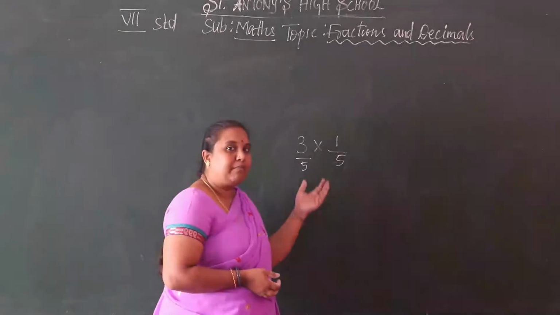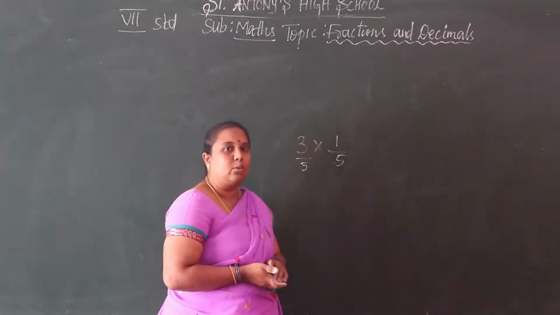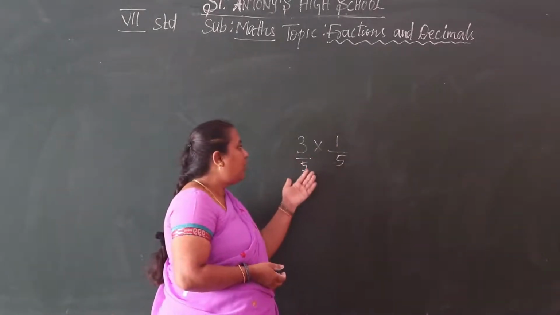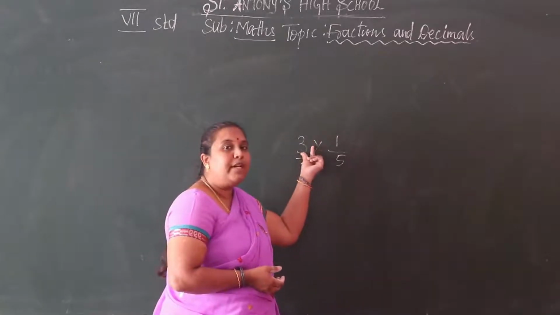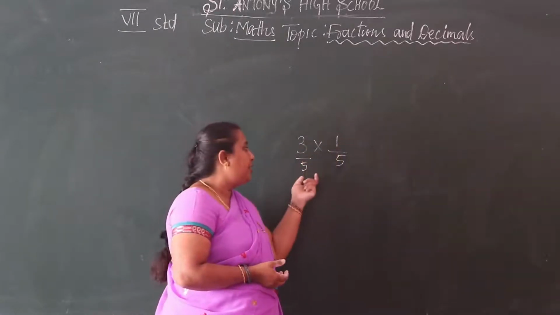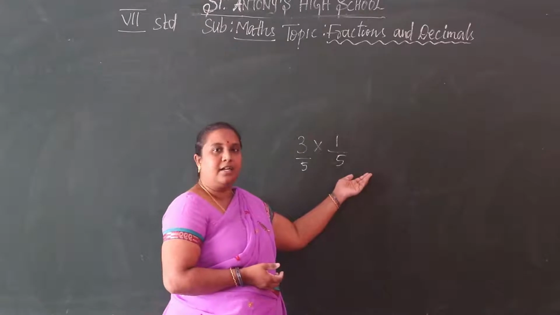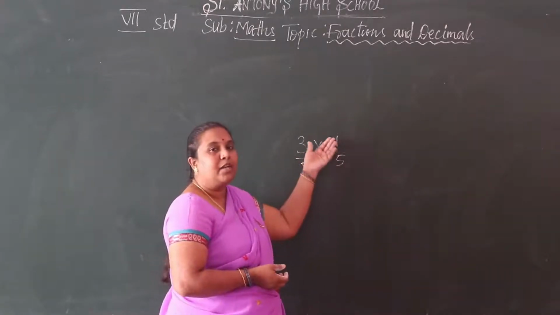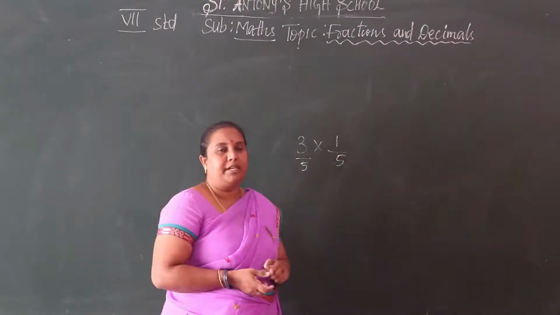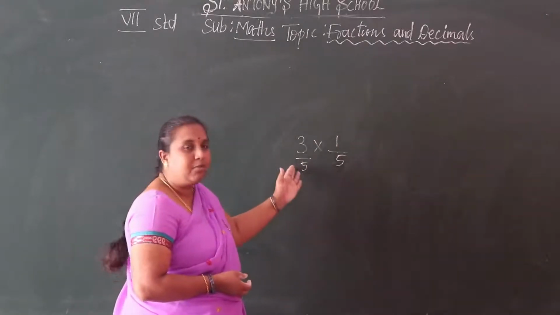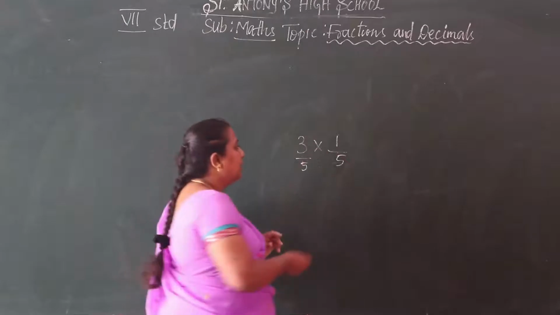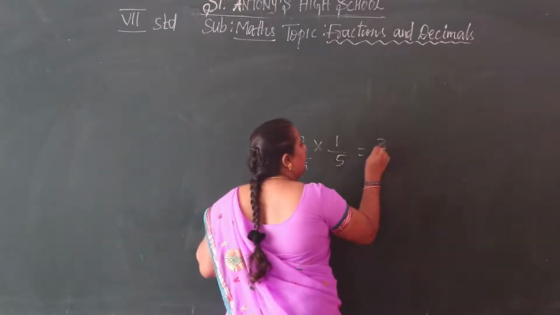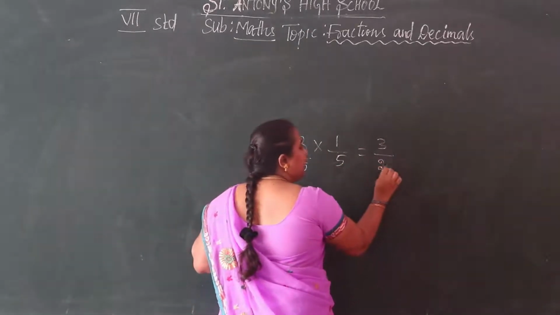There we multiplied the whole number into the numerator only. But here we multiply numerator into numerator and denominator into denominator. Understood, children? So the multiplication is done on both the numerators and the denominators. So how do we multiply? 3 into 1, 3 ones are 3, by 5 fives are 25.